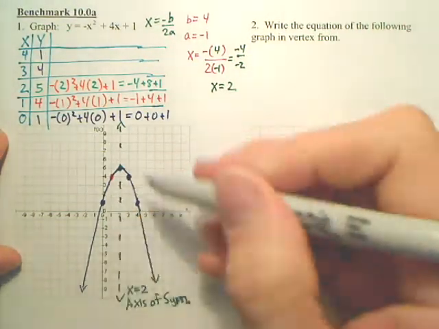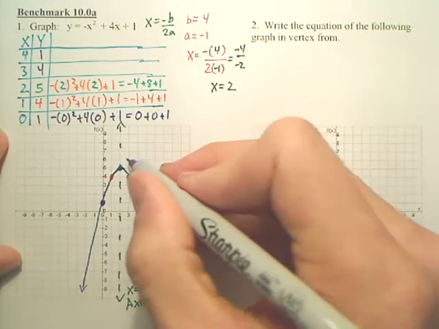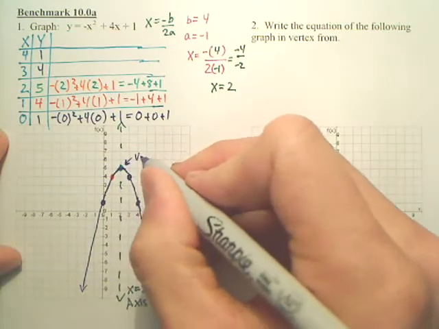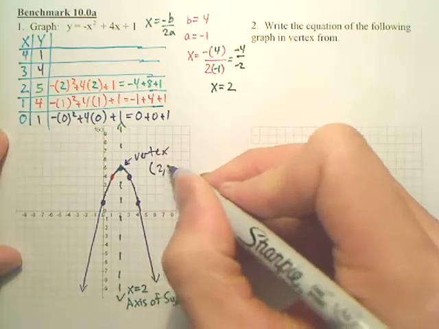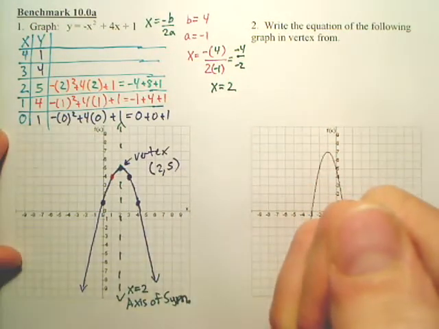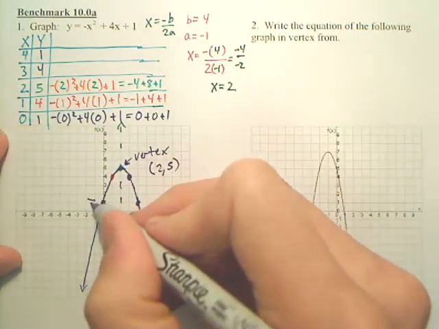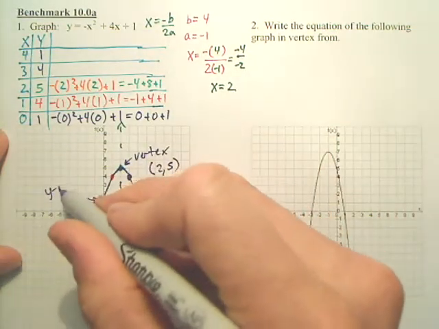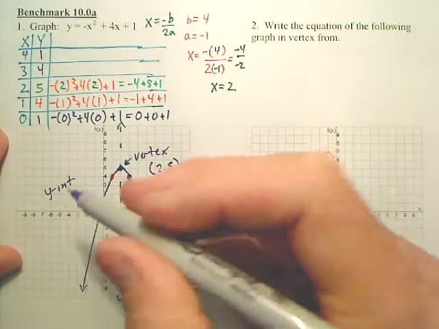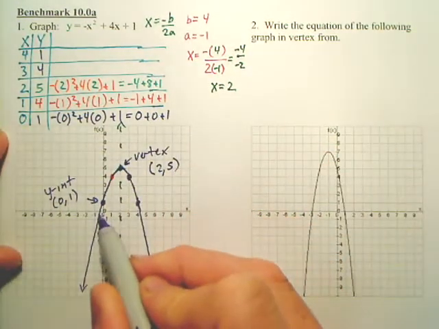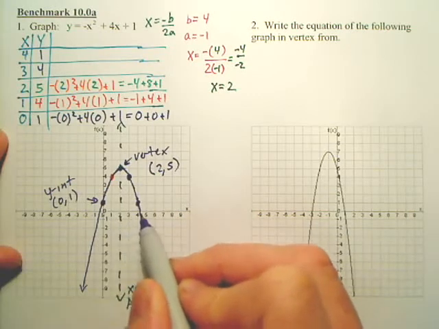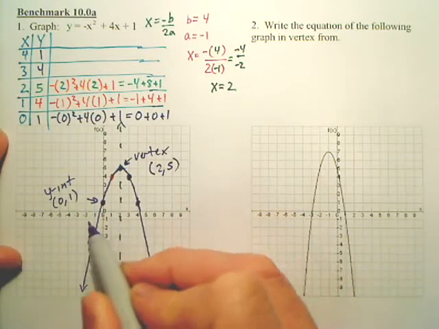Okay. There's your parabola. I just want to point out some important points. That's your vertex. In this situation, it's 2, 5. And that right there is your y-intercept. And it looks like it's 0, 1. And my x-intercept I'm not going to label because they're not nice whole numbers. They're somewhere like decimals. I can't tell them for sure.